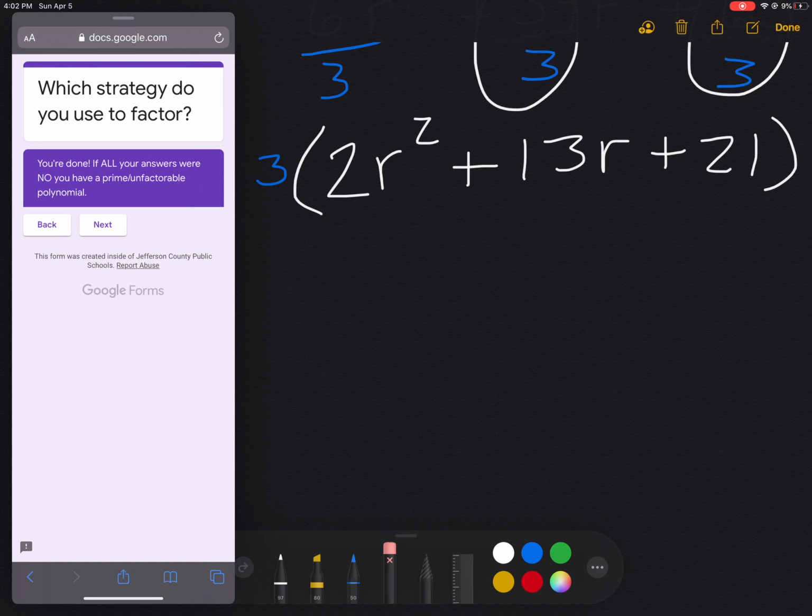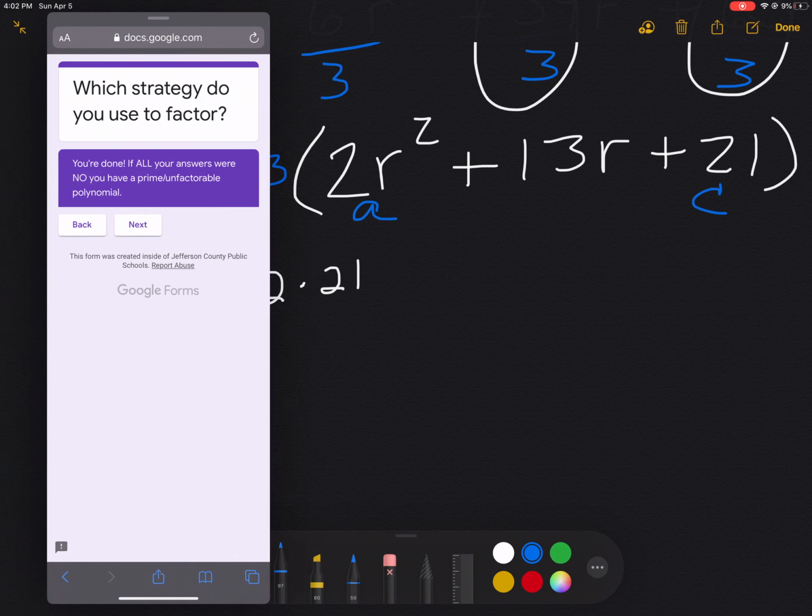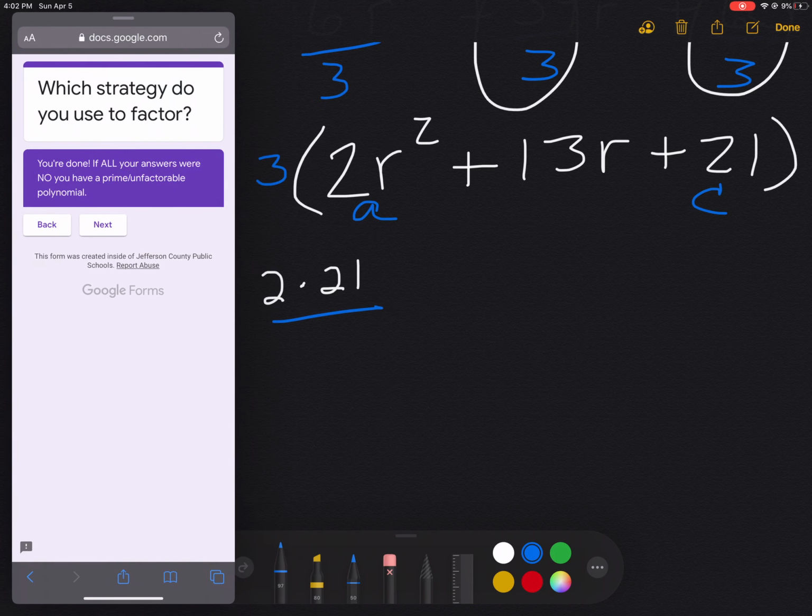So we're going to do 2 times 21, because remember we have to multiply a times c. So a times c in this case was 42. So we need to figure out what can we multiply to get 42 that we can add to get b, which in this case is 13.